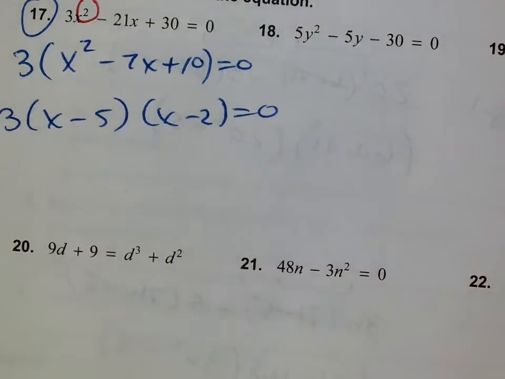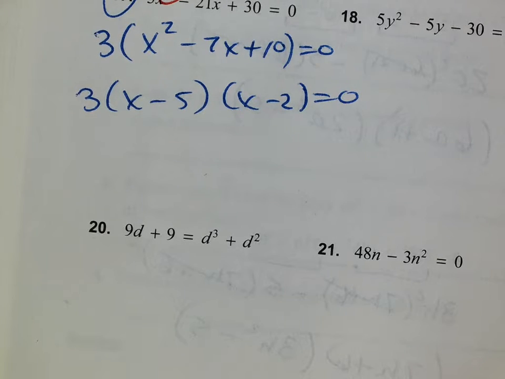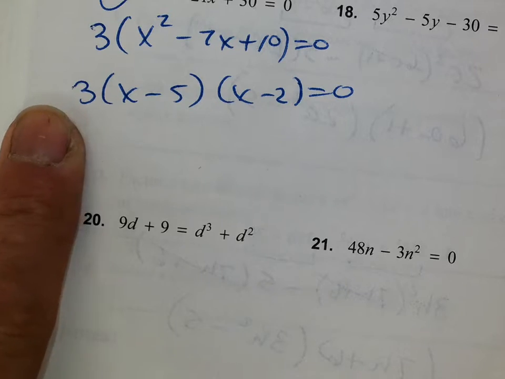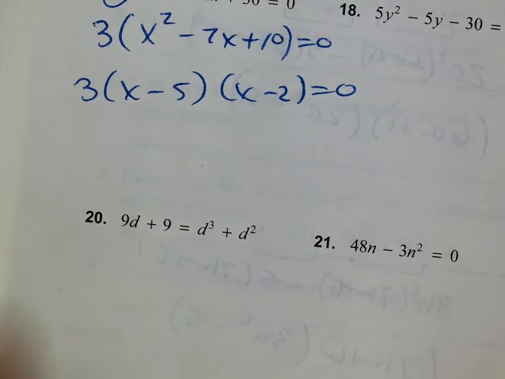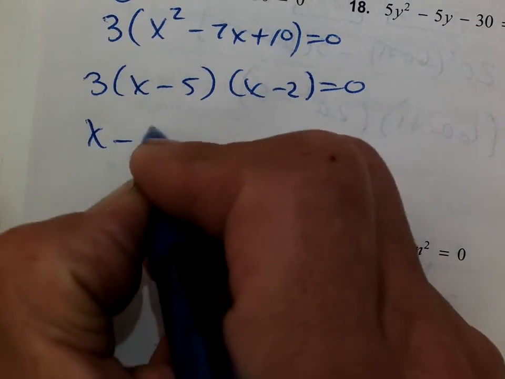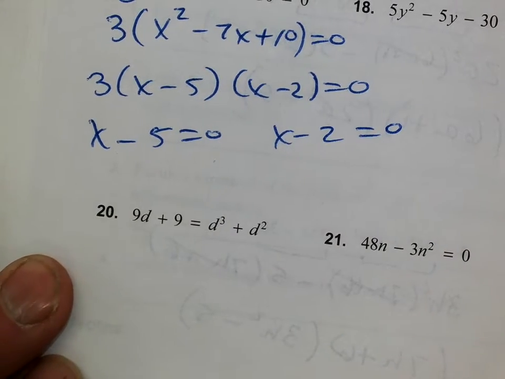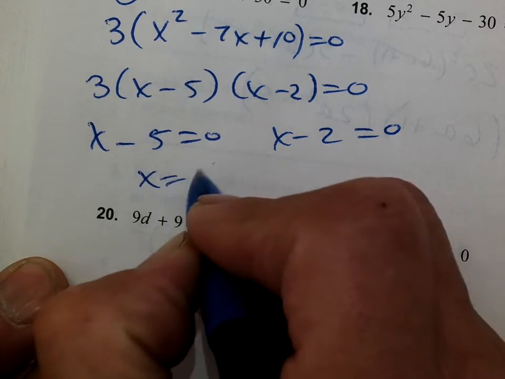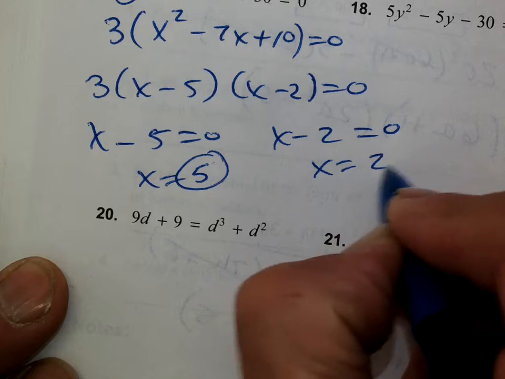Okay. Now, how many x's do you have in this equation? 2. So you're going to have 2 answers. This 3 will not give you an answer. This is just a 3. In fact, if you divide by 3, it just disappears, right? So this 3 is not part of it giving you an answer, just the x's. So you have x minus 5 equals 0 and x minus 2 equals 0, right? Plus 5 plus 5, x equals 5. Plus 2, x equals 2.